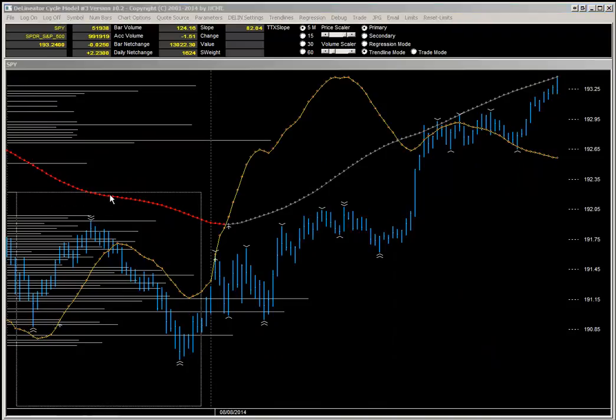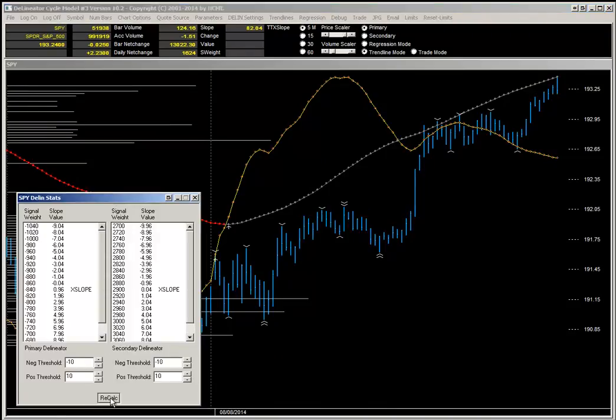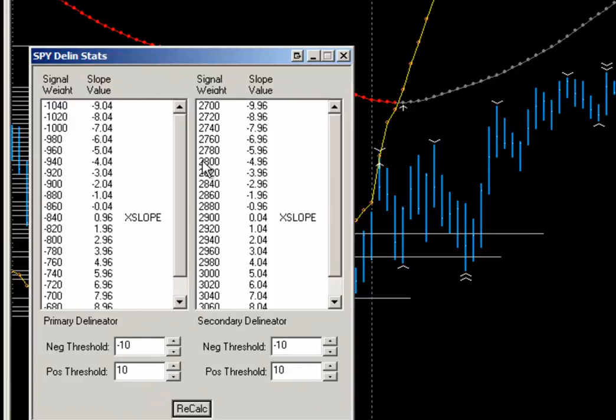And then we're going to bring in our stats calculator. So here's our stats calculator. What the stats calculator allows us to do is determine what level of signal weight is needed to turn the delineator during the current bar. And by turn the delineator, I mean have the delineator change slope, because when the delineator changes slope, we have a new cycle.